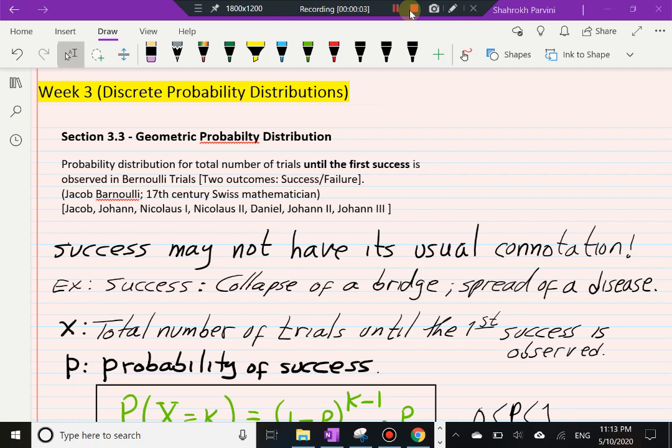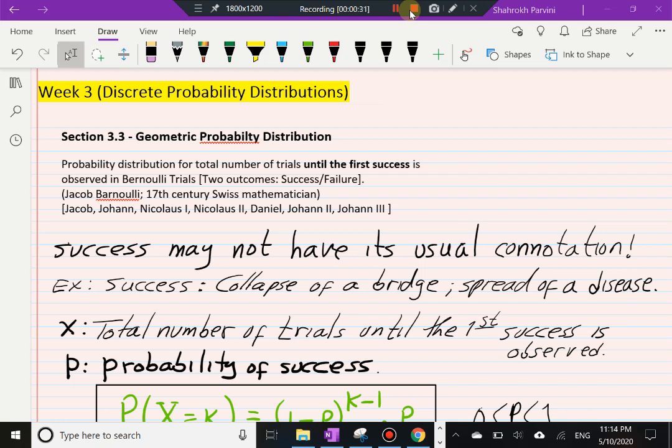We are in week 3, and in week 3 we're going to take a look at some discrete probability distributions. In total, we're going to take a look at 3 probability distributions. All 3 of these probability distributions are discrete probability distributions. So we are going to cover sections 3.3, 3.4, and 3.5.